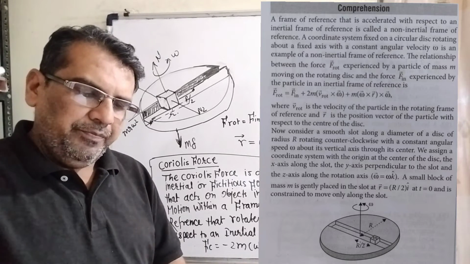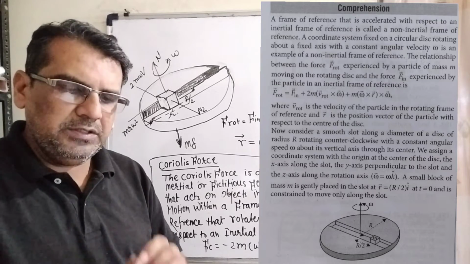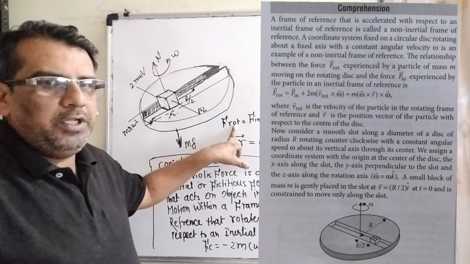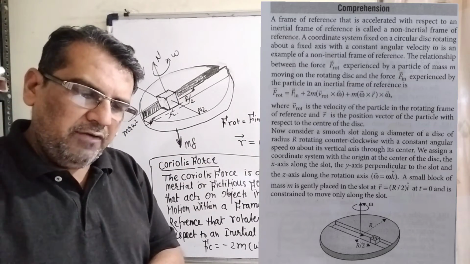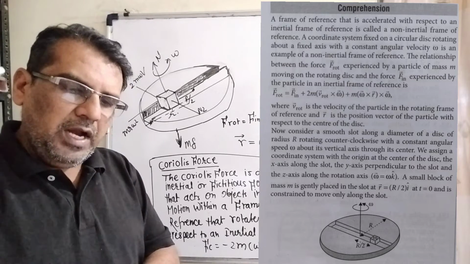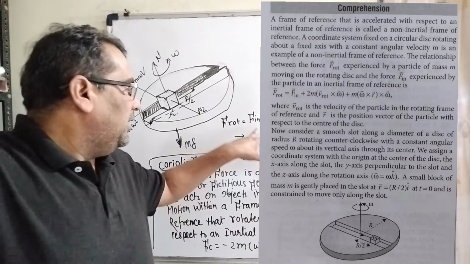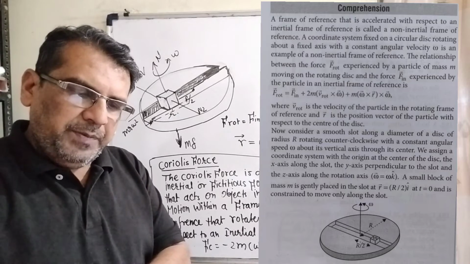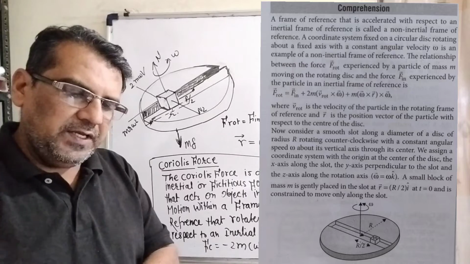The relationship between the force F_rot (rot means rotational), which can be written in short form as rot, the rotational force experienced by a particle of mass m moving on the rotating disk, and the force F_in (in means inertial), experienced by the particle in an inertial frame of reference, is total.